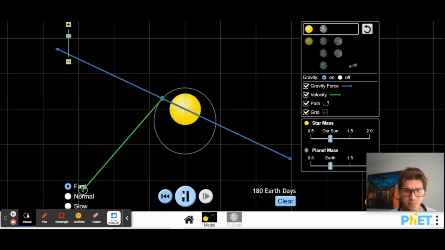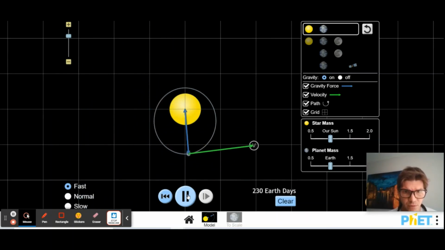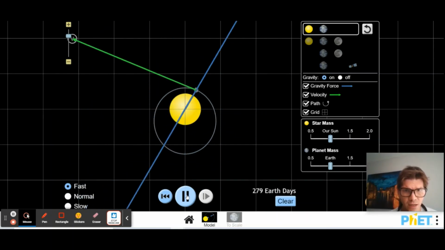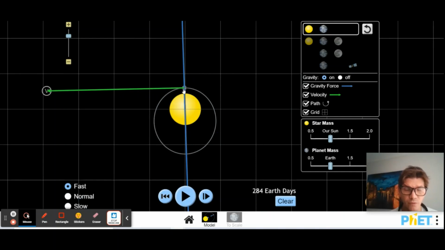So we can see at this part of the orbit, right up on the top, looks like it's the closest to the Sun. And if we check out the length of this velocity vector, it's 1, 2, 3, almost 4 boxes long, showing us a pretty high velocity at this point in its orbit.